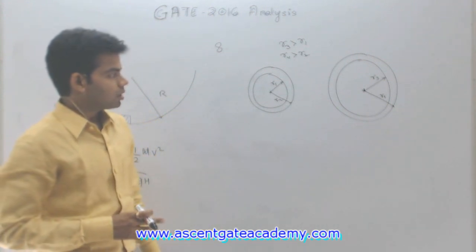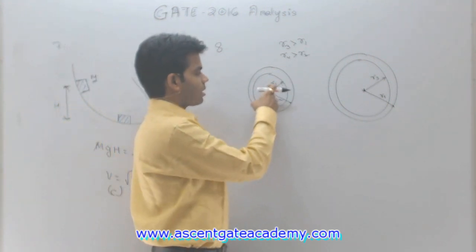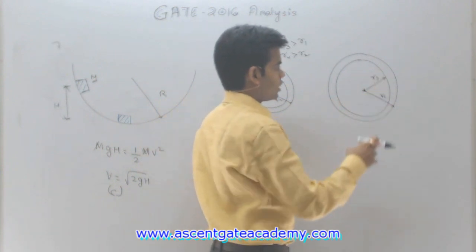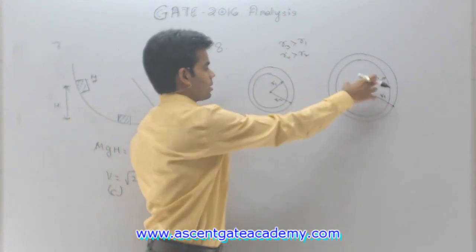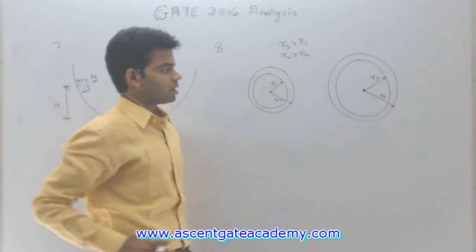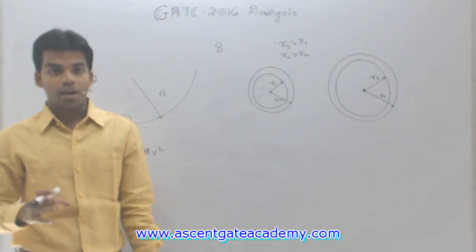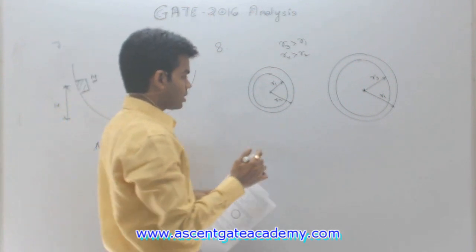of two different hollow cylindrical bars. The first has internal radius R1 and external radius R2. The second has internal radius R3 and external radius R4, such that R3 is greater than R1 and R4 is greater than R2. This is given in the question. Apart from this, the torsional rigidities are given.